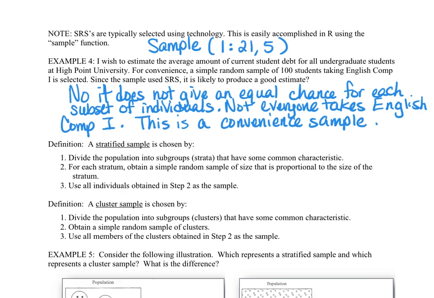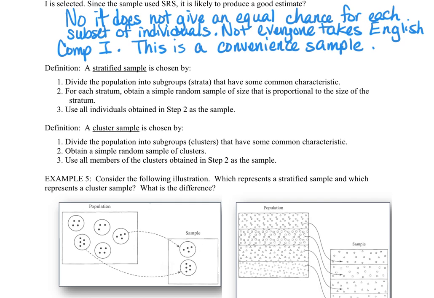Okay, let's go over a few more definitions. A stratified sample is chosen by, let's highlight this, one, divide the population into subgroups or strata that have some common characteristic. Two, for each stratum, obtain a simple random sample of size that is proportional to the size of the stratum. And then three, use all individuals obtained in step two as your sample.